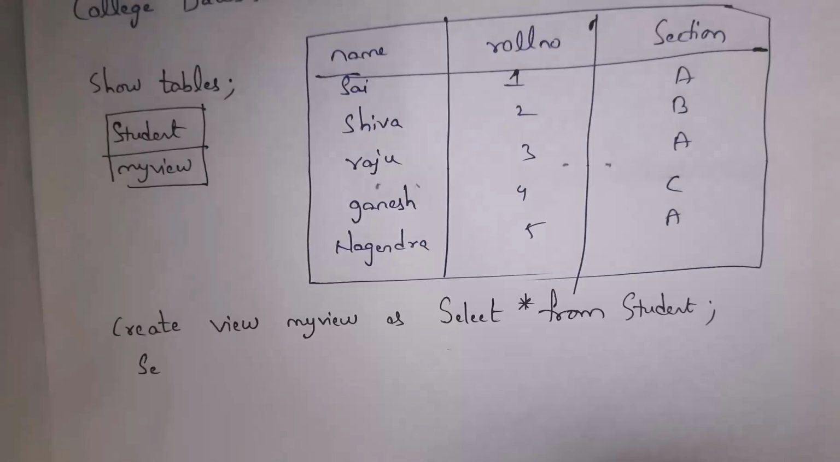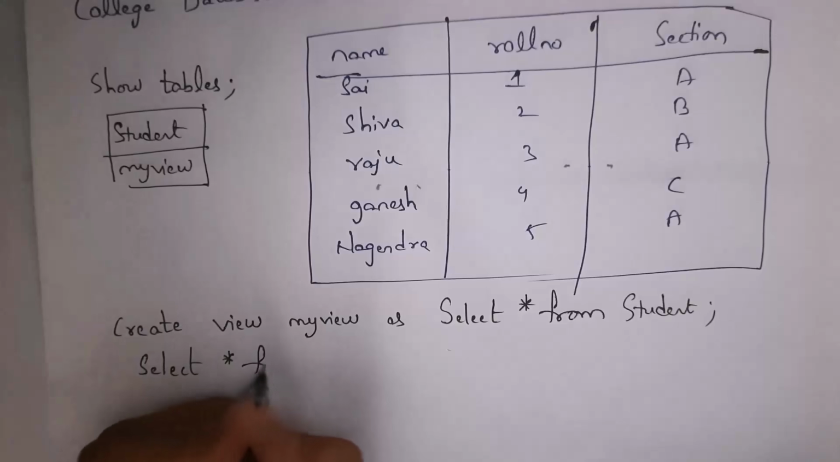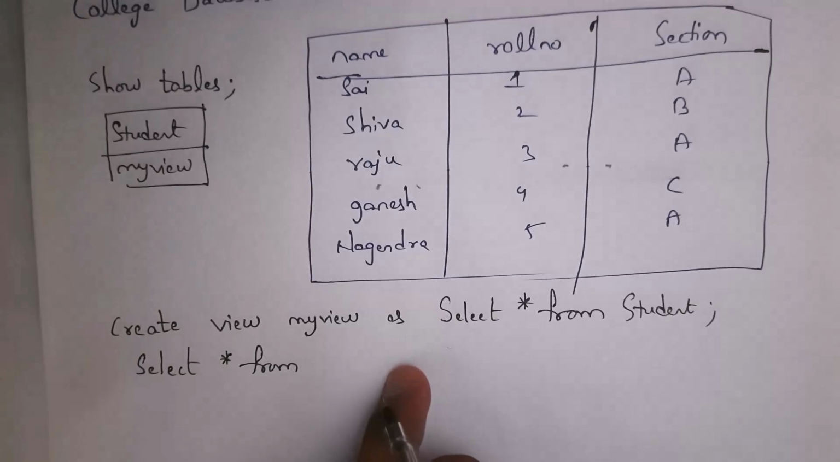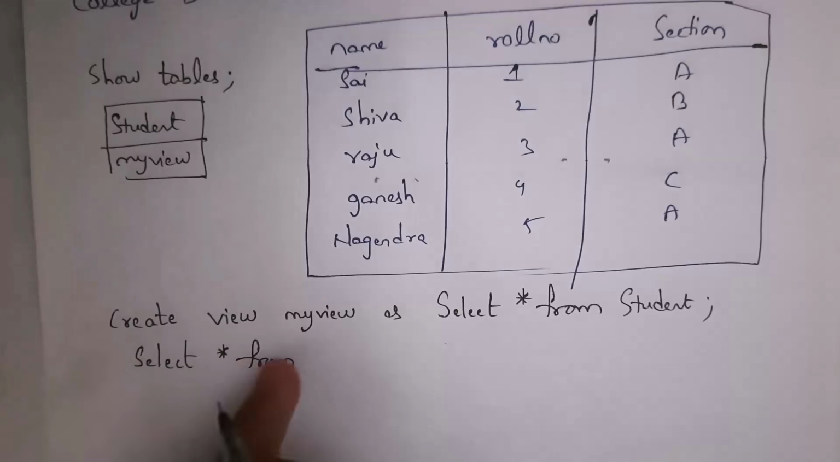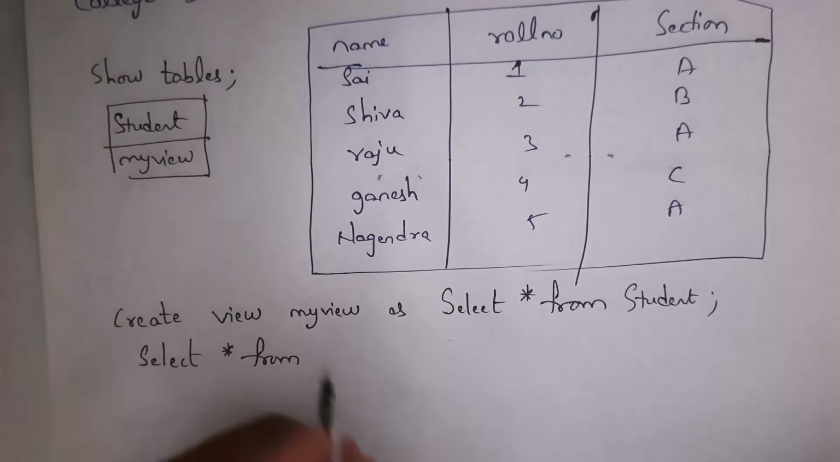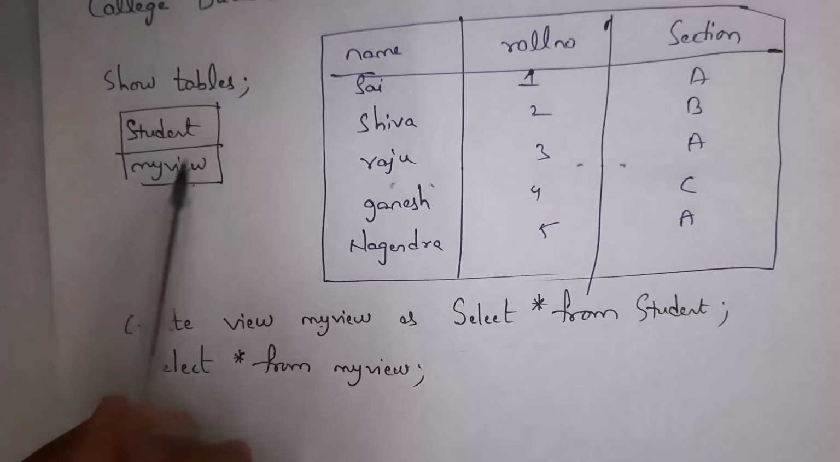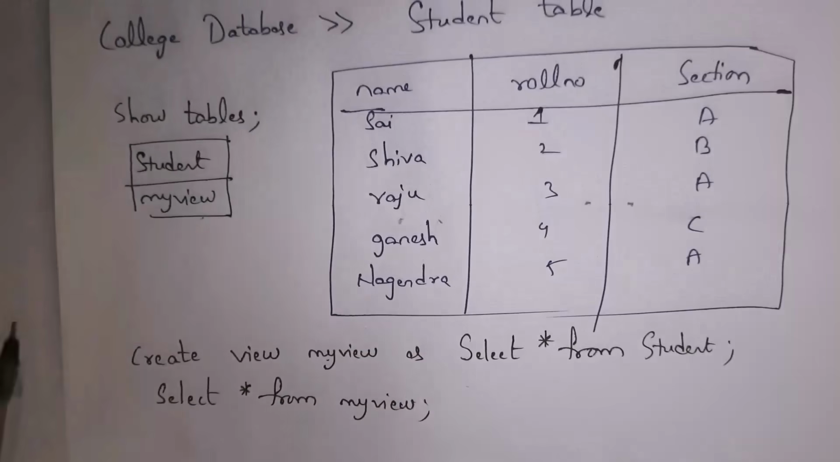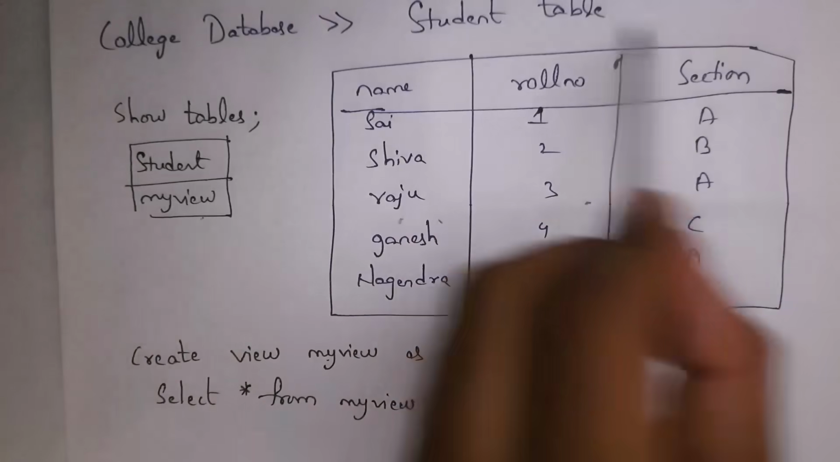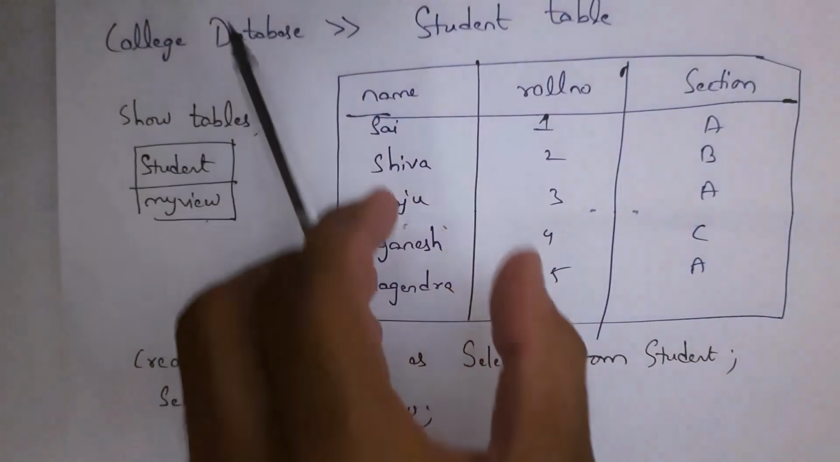I want to see the data which is present in my view table. So you need to write code, that is select star from. Guys, in order to see data which is present in a table, you need to write select star from table name. And in order to see data which is present in a view, you need to write select star from view name. So just write here select star from my view. This my view contains the complete data of the student table. So whenever I write select star from my view, it will display this complete table. This is my output.